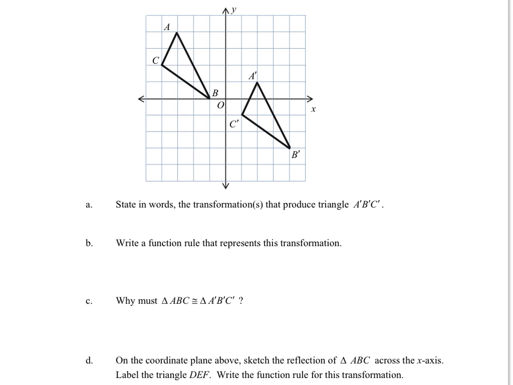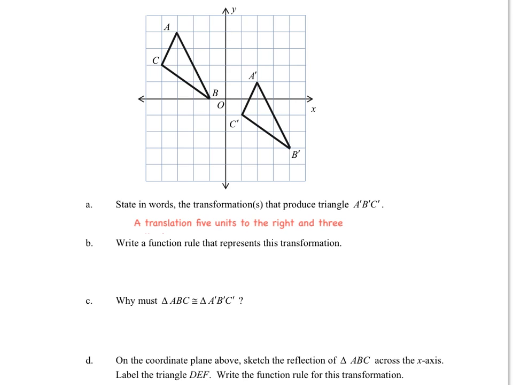Therefore, we can state that a translation 5 units to the right and 3 units down was what produced triangle A prime, B prime, C prime. So again, the transformation that produced triangle A prime, B prime, C prime was a translation 5 units to the right and 3 units down.